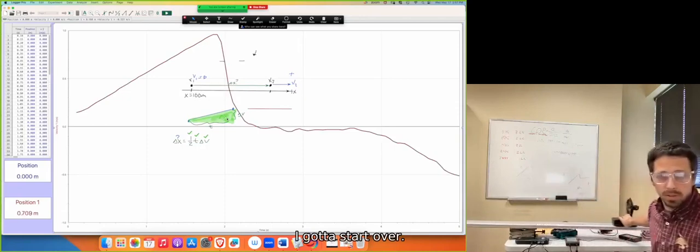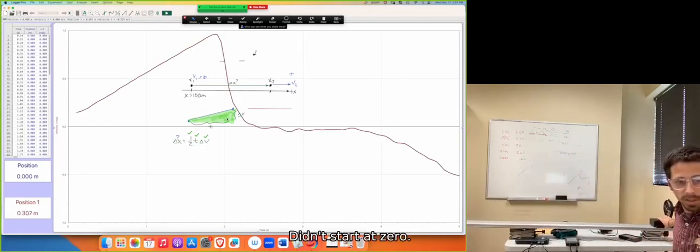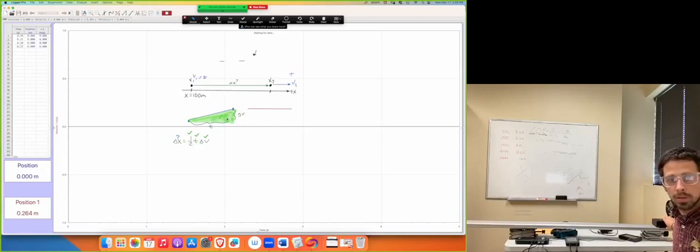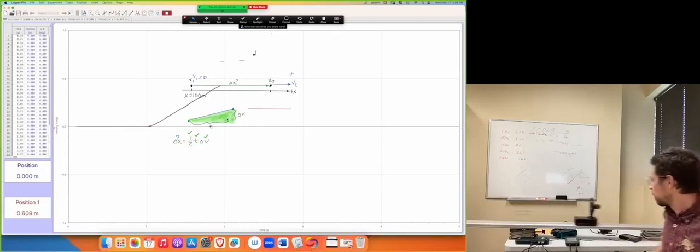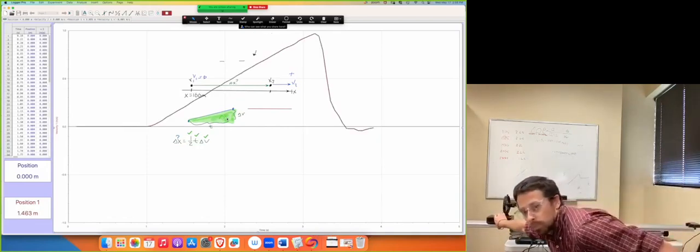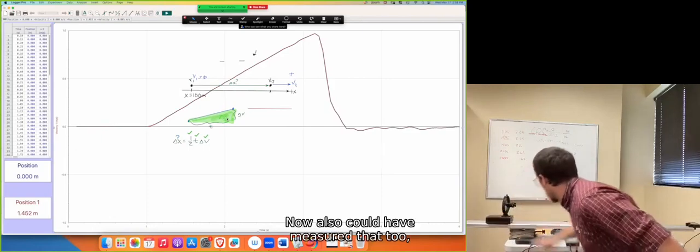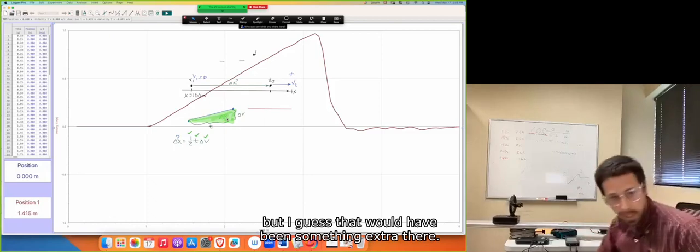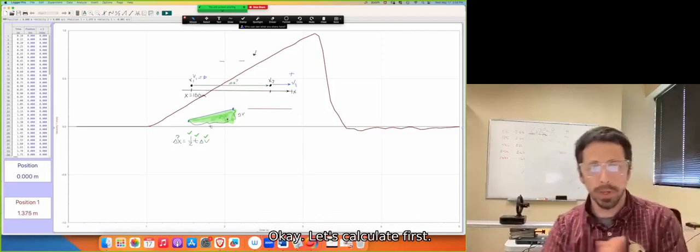Looks like I gotta start over. It didn't start at 0, though I could probably still do okay on this. Okay. Now I also could have measured that too, but I guess that would have been something extra there. Okay.